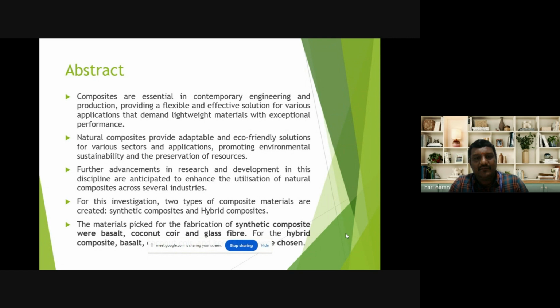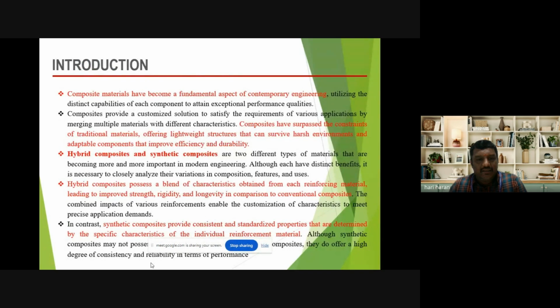So we looked at two possibilities: one is synthetic composite and the next is hybrid composite. The materials picked for the fabrication of the synthetic composite were coconut coir, basalt and glass fiber. For the hybrid composite, we picked basalt as well as kenaf and glass fiber. As I already mentioned, hybrid and synthetic composites are two different types of material which are becoming more and more important in modern day engineering.